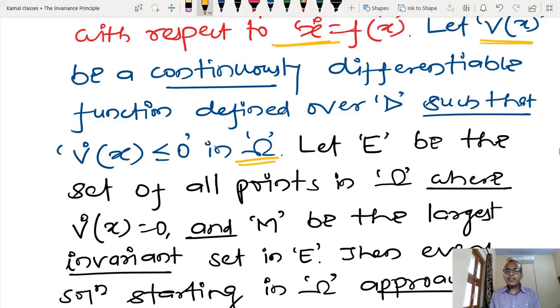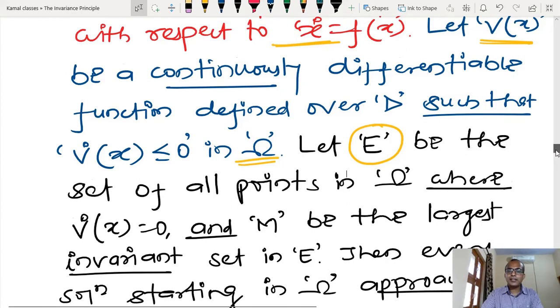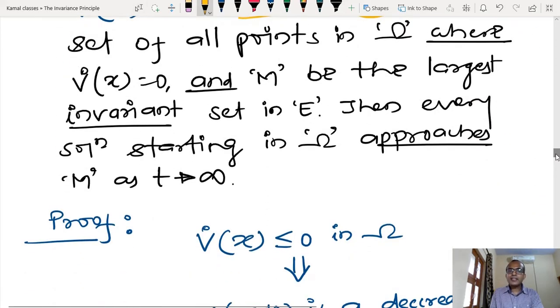Now let E be the set of all points in omega where V dot x equals 0. Whenever V dot x equals 0, I have several points inside that set. In the previous example, we found that x2 equal to 0 and x1 not equal to 0 gives V dot x equal to 0, so I have a set of points. I represent that set by E, and M is the largest invariant set inside E. The largest invariant set means all trajectories finally converge to that set. So what is the largest invariant set in the motivational example? Anyone can comment?